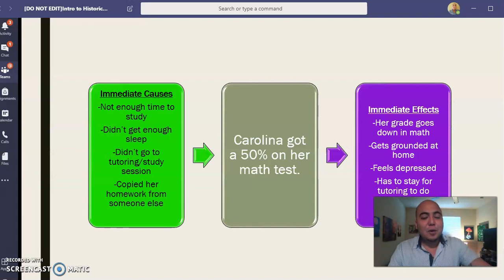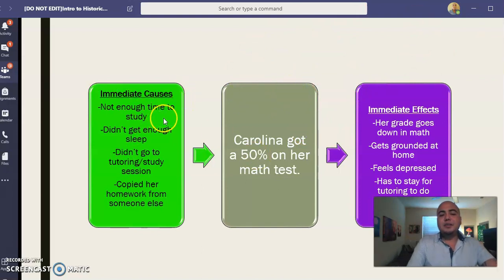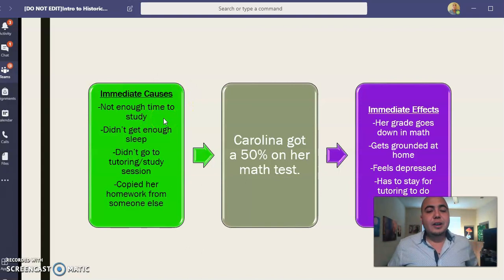All right, so going back to our do now. Go through your list of causes and effects. Now here's the actual causes and effects that happened to her. So the immediate causes of why she got a 50: she didn't have enough time to study, didn't get enough sleep, didn't go to tutoring or study sessions, and then she copied her homework from someone else. Okay, we've probably witnessed that before. We've encountered that.